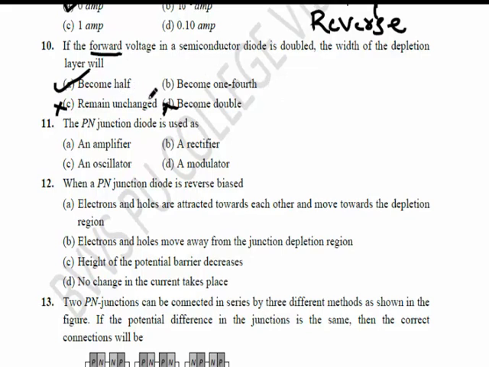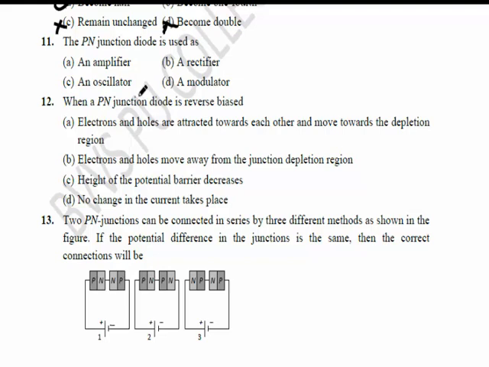Okay. So next question, the 11th one. The PN junction diode is used as a rectifier. Simple answer. PN junction diodes are used as rectifiers.